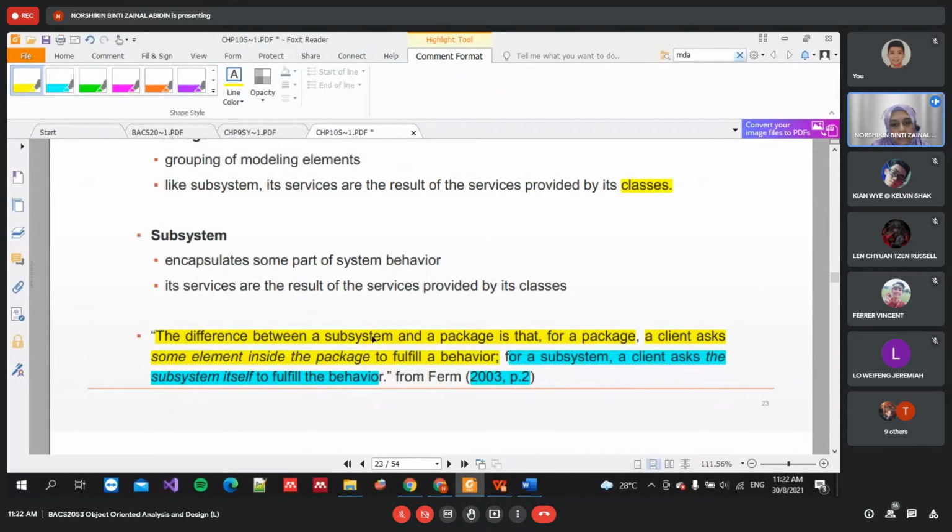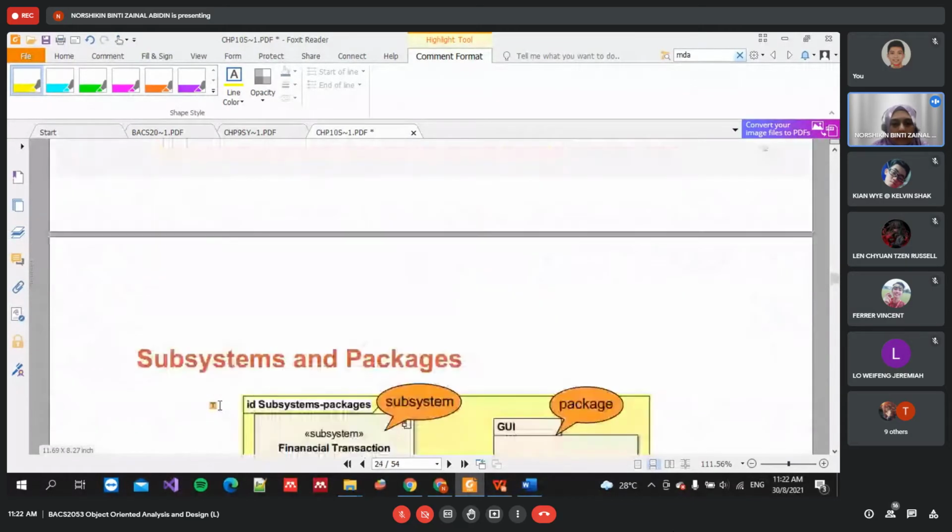Okay. So the difference between subsystem and package is that for a package, a client adds some element inside the package to fulfill the behavior. However, for a subsystem, a client asks the subsystem itself to fulfill the behavior. Okay, so this is the difference. I highlight it here. Difference between subsystem and a package.